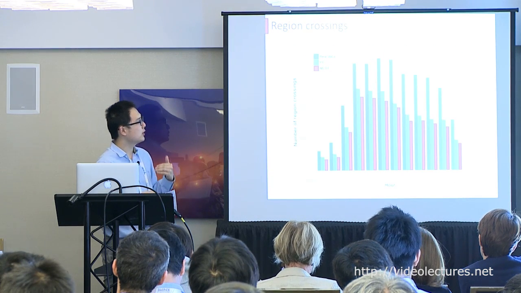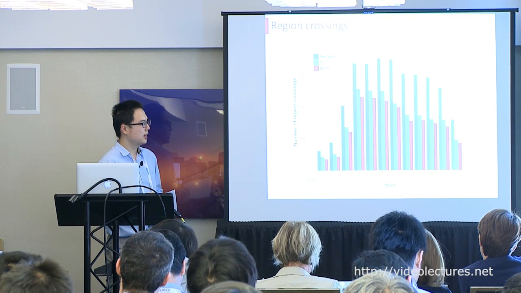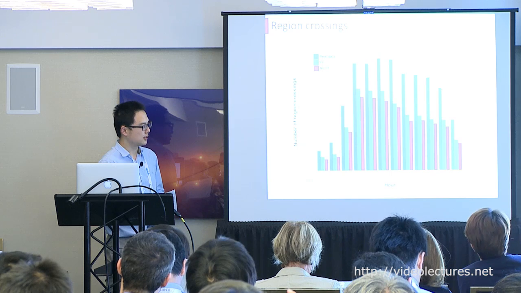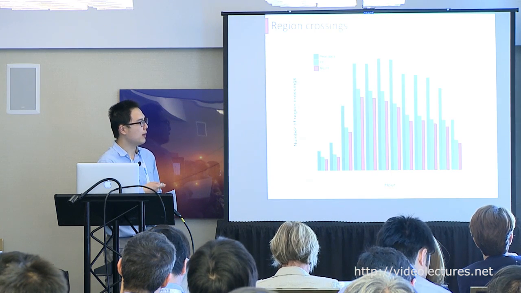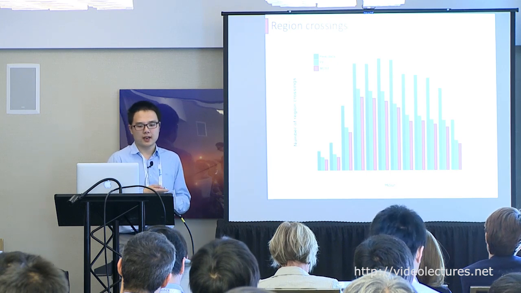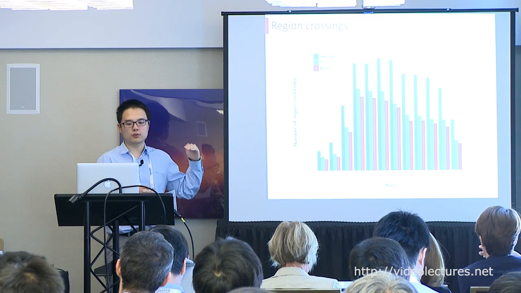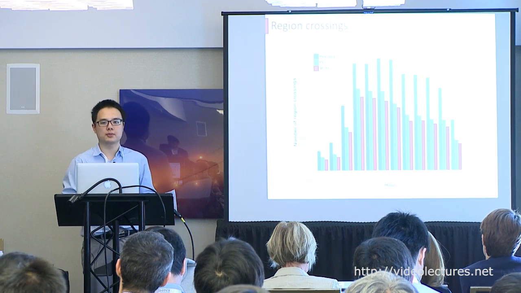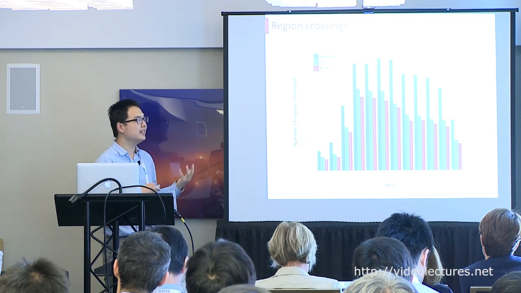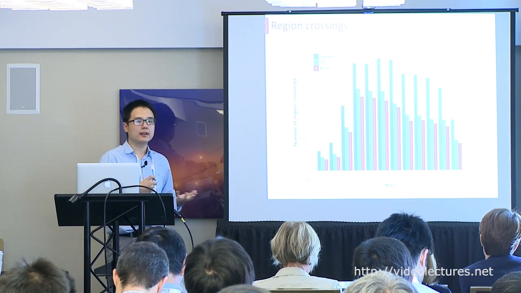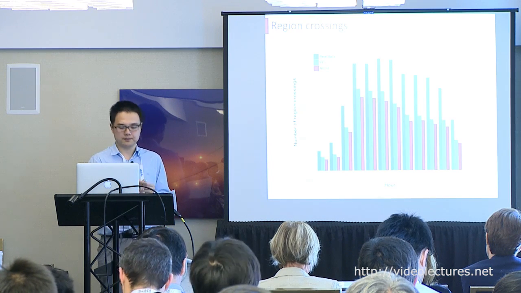In this plot, I'm showing the number of region crossings for real data and the two network flow models. The x-axis is the time of the day, the y-axis is the number of region crossings. The blue bars are for the real data. As you can see, in the network flow models, the number of region crossings dropped by 30% to 40%. So this indicates that for a better assignment, drivers need to search closer for their next trip.